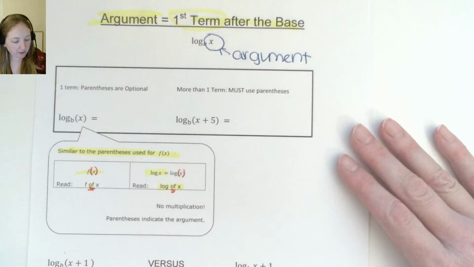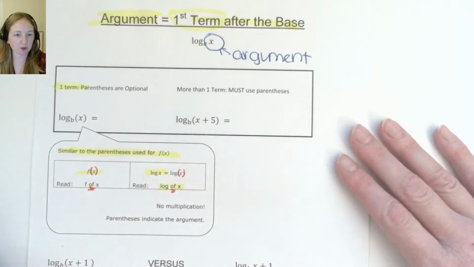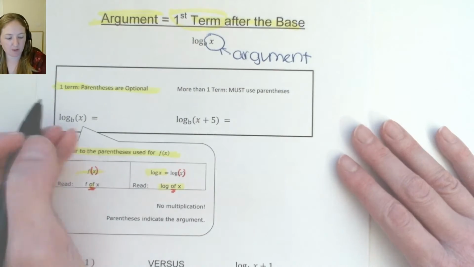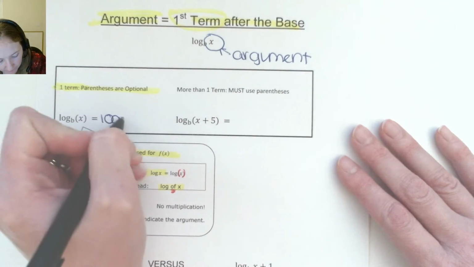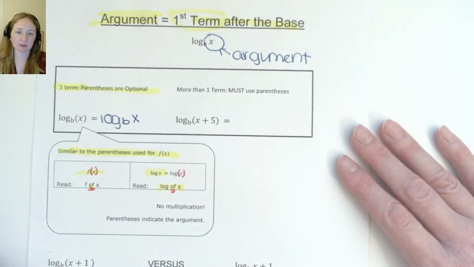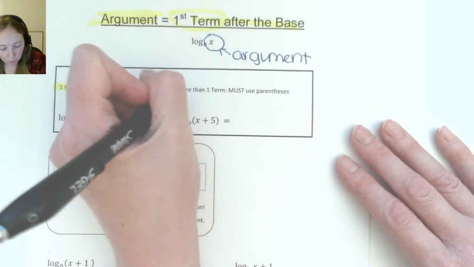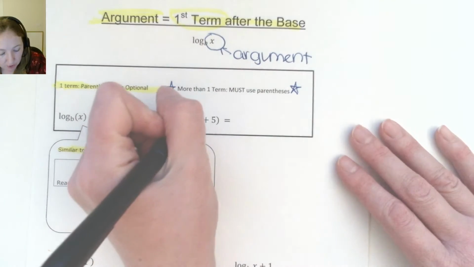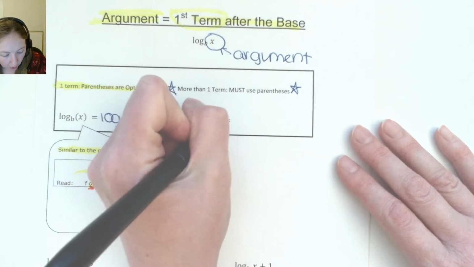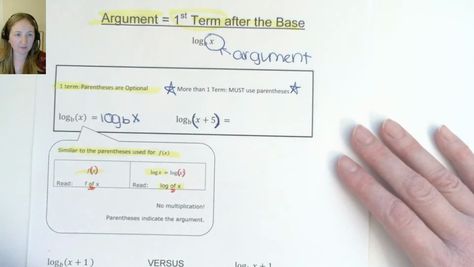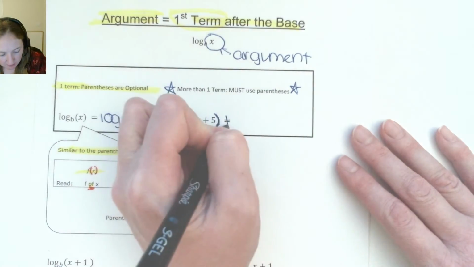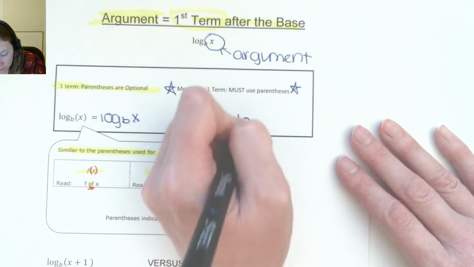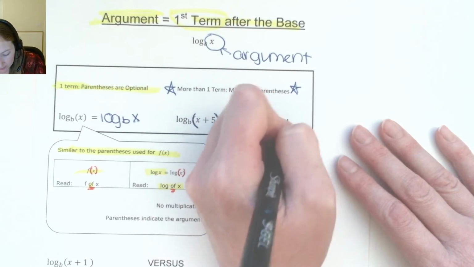So if there is just one term for the argument, the parentheses are optional. You can write log base b with the parentheses around the x, or you can choose to drop them. If there is more than one term, you must use parentheses because you do need to group all of this as the argument. So again, this notation is not the same thing as writing log base b x plus 5.